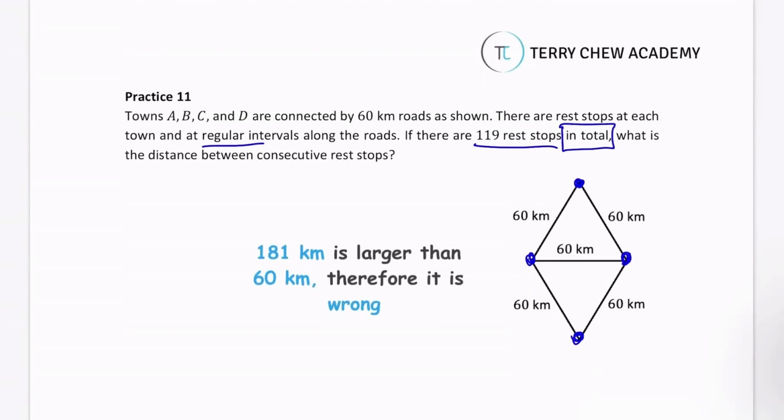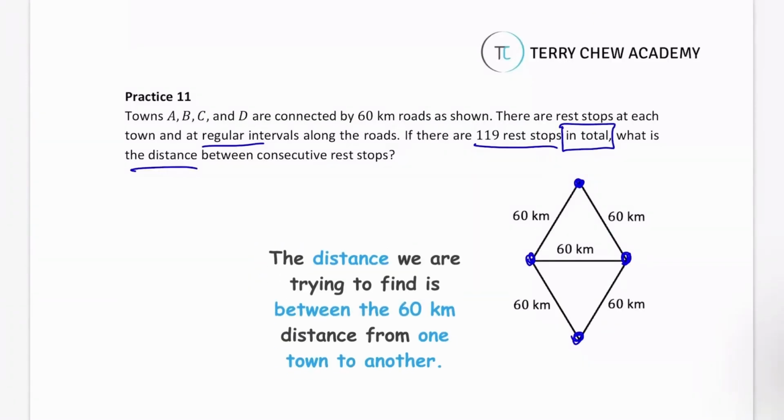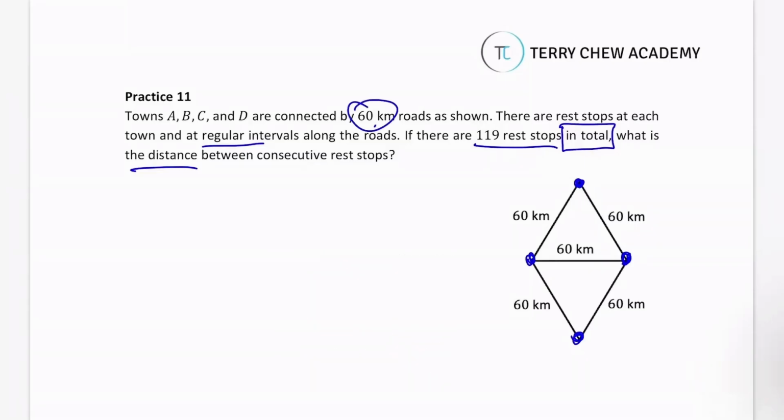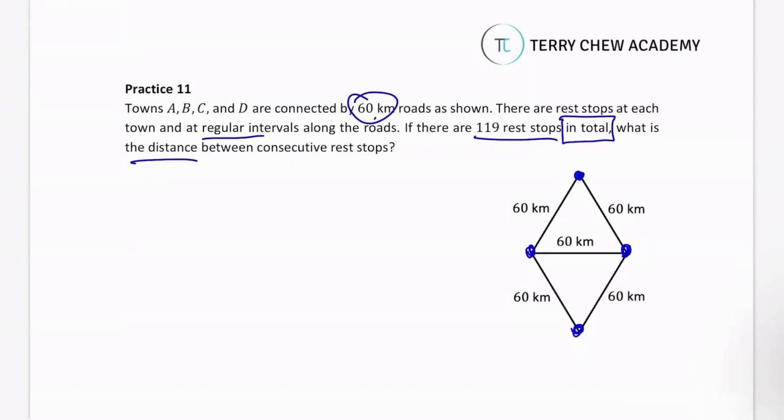181, no. 181 is a bit huge, right? You want to find the distance between the consecutive rest stops, right? But your total distance is only 60 km. So 181 does not seem actually possible. So over here, what we want to consider is we have 119 rest stops. But we want to actually find the number of rest stops between 2 towns. Okay, that's what we want to find first.